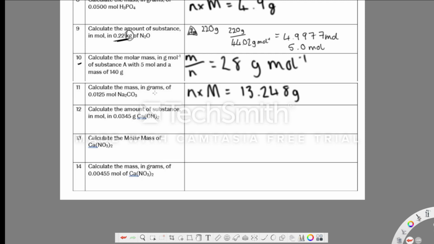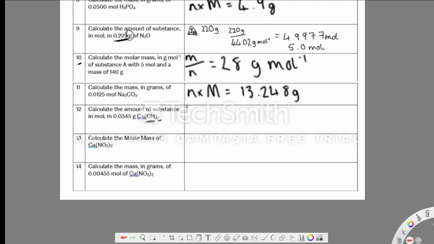Question 11, another straightforward one. Number of moles times molar mass, N times big M, equals 13.248 grams. Okay, so now we're getting to some slightly more complicated ones. So what we have got here is we have got brackets within the formula. Everything inside the brackets needs multiplying by everything on the outside of the brackets, so in this case 2.